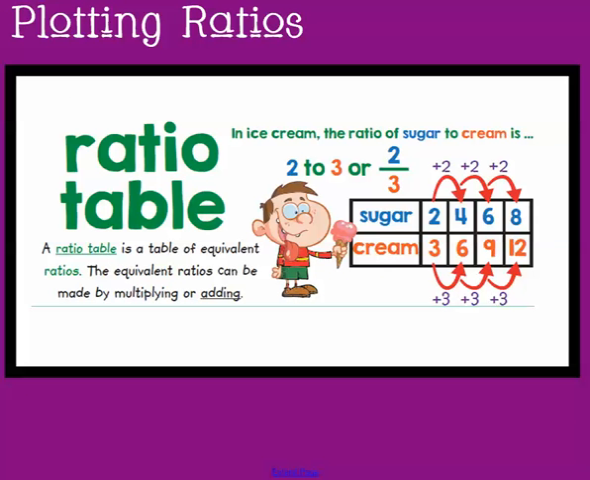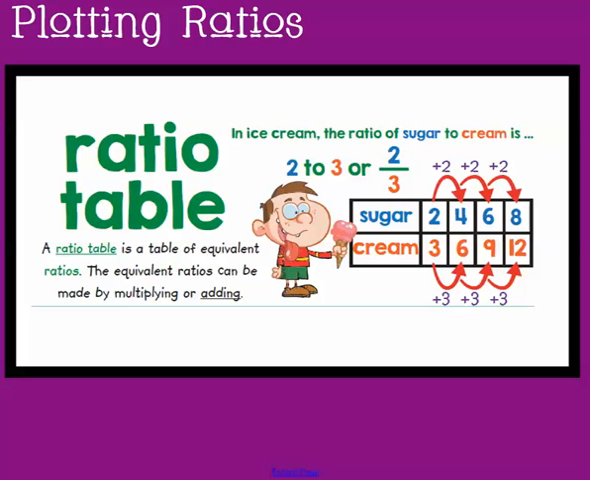A ratio table is simply a table of equivalent ratios. And we've seen these equivalent ratios in tape diagrams, on double number lines. Well, the tables are very similar to these. The equivalent ratios can be made by multiplying or by adding. The same process as we've been using before.